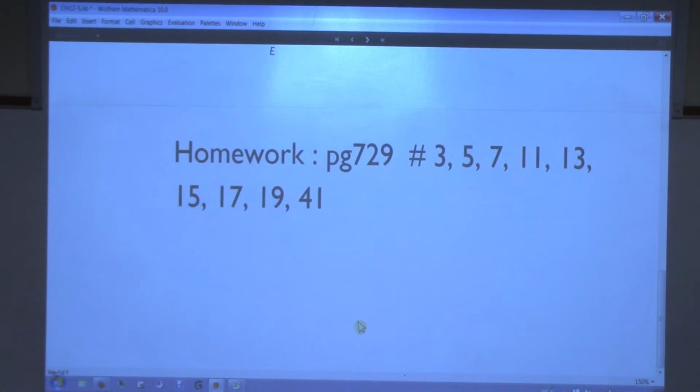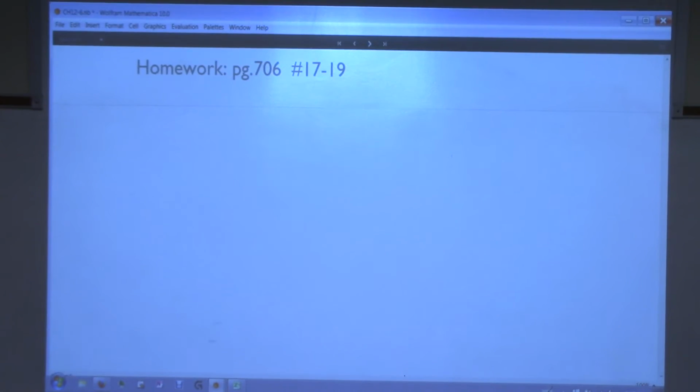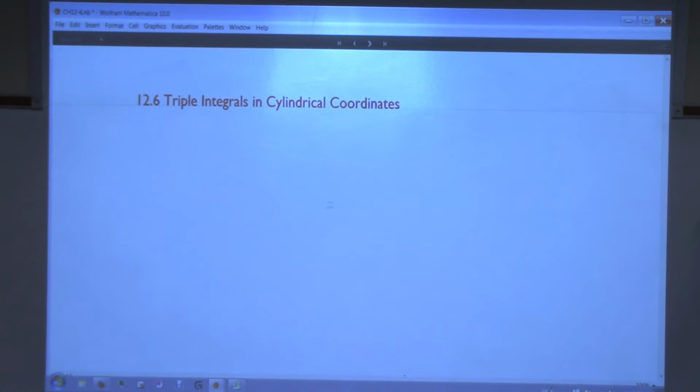All right, that's the homework for that section. Got it? We have 20 minutes left. We have enough time to get into the next section. 12.6, let me save this. So that's it for 12.6. Just do those problems. All right? Triple integrals and cylindrical coordinates.